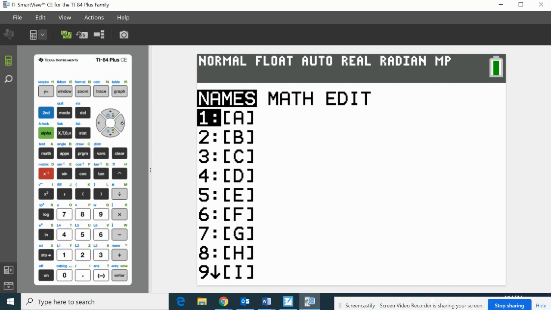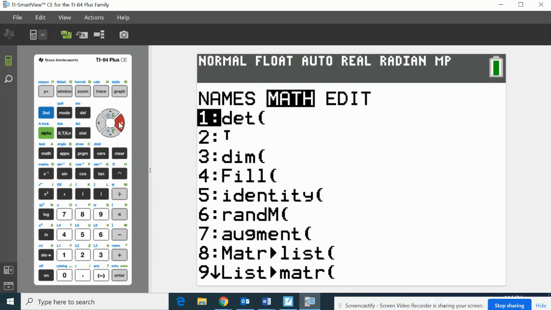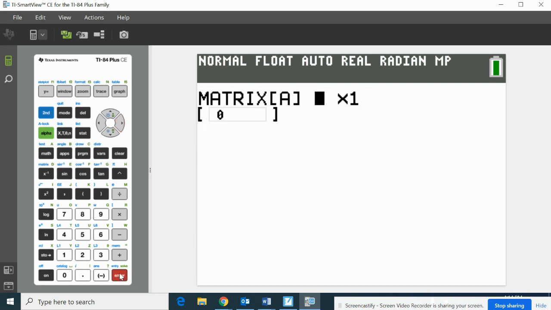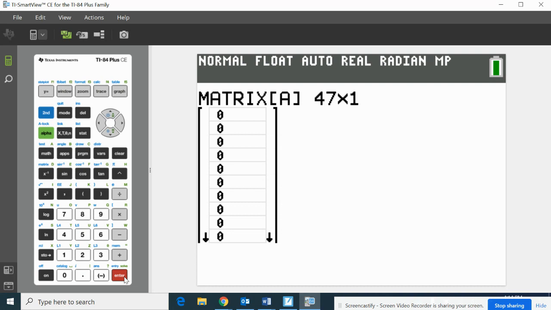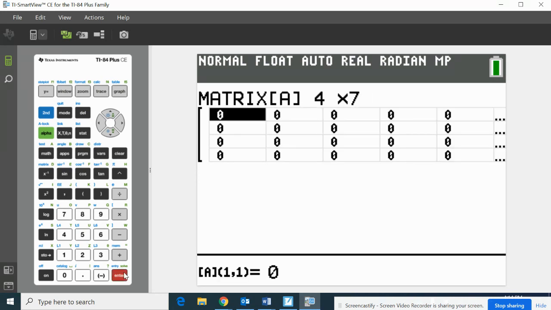I have no matrices listed in here. So now I'm going to arrow to edit, and I'm going to edit A. I have a 4 by 1, 2, 3, 4, 5, 6, 7. 4 by 7 matrix that we are going to enter in. Whoa, not 47. 4. Delete. Enter. 7. That looks better.